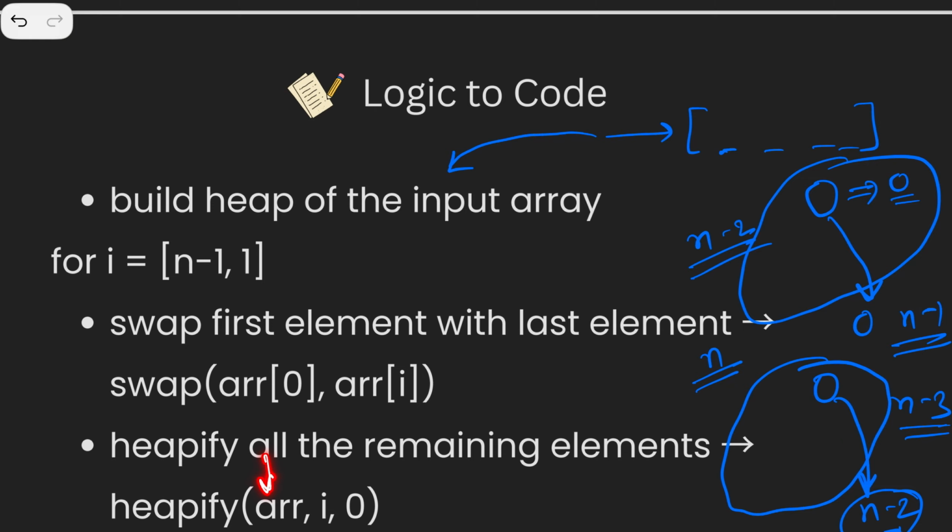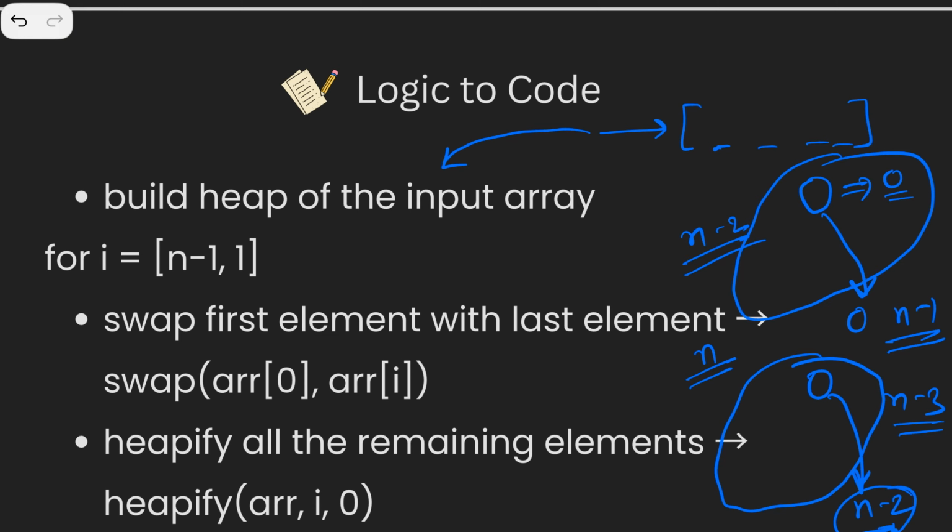So the array is the input, i is the limit, the total number of elements that we are going to consider for the heapify operation, and this is the index of the node that we are going to heapify. Remember, we are always swapping the last element with the very first element. So the element that is going to break the heap property is the root element, that is the 0th index. That's why we always heapify the 0th index. So we managed to convert our logic into code. First we build the heap from the input array.